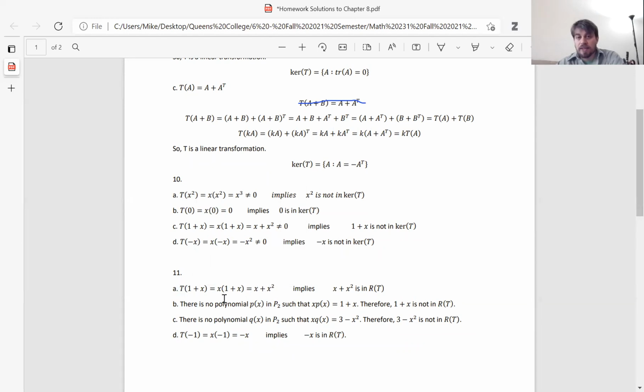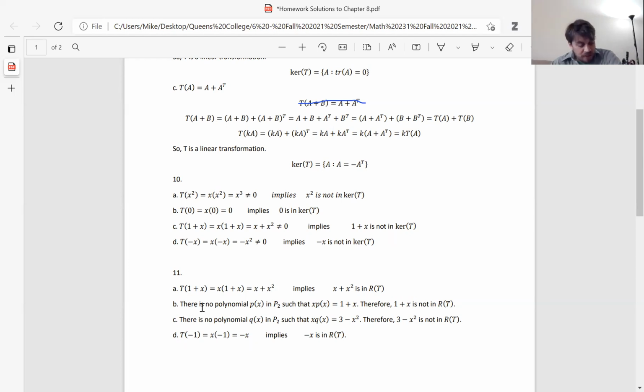If you take T of 1 plus x, it's equal to x times 1 plus x, which equals x plus x squared. And so there is a polynomial 1 plus x in P2 whose image under T is x plus x squared, and that implies x plus x squared is in the range of T.